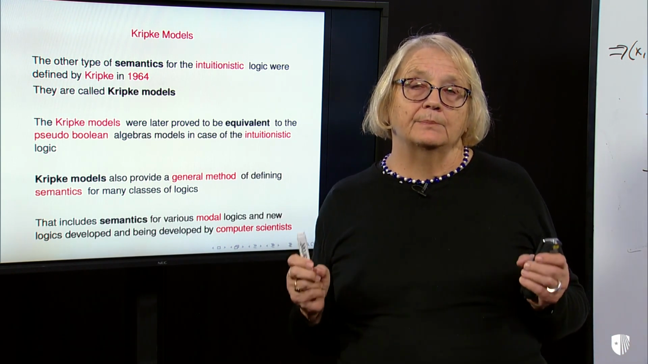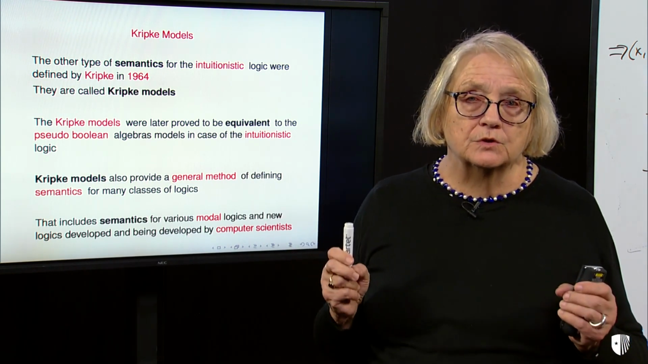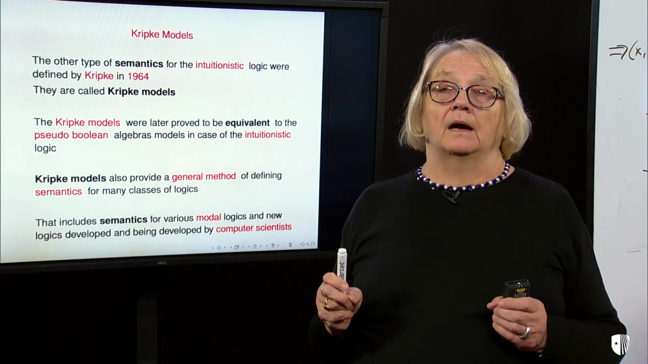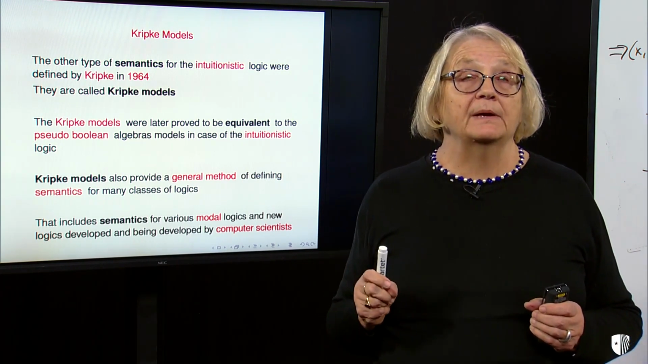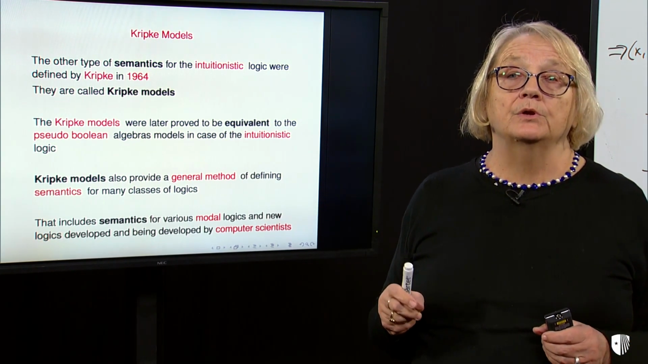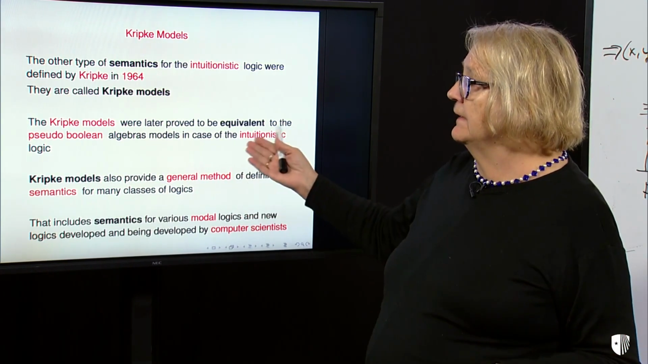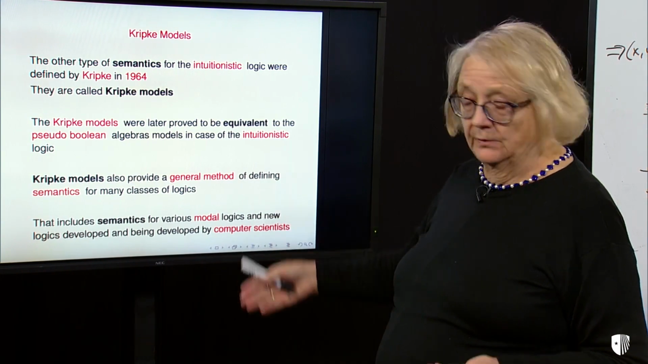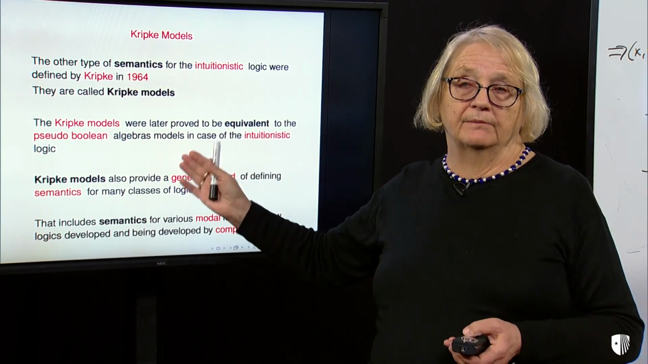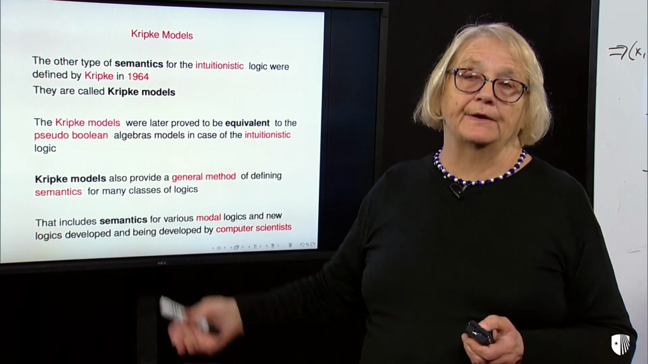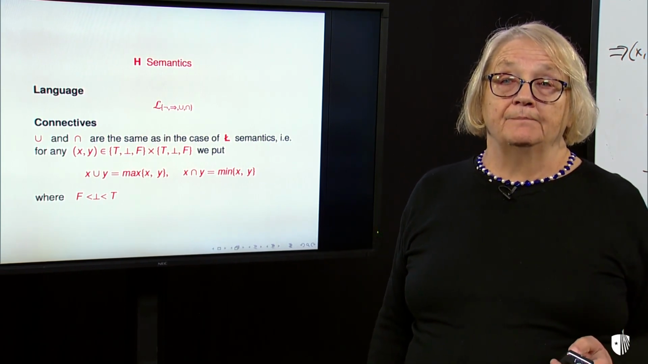Now, the other type of semantics for intuitionistic logic was defined by Kripke in '64. They are called Kripke models. They are equivalent to pseudo-Boolean algebras, but we won't go into that. Also, Kripke models cover modal logics and so on.